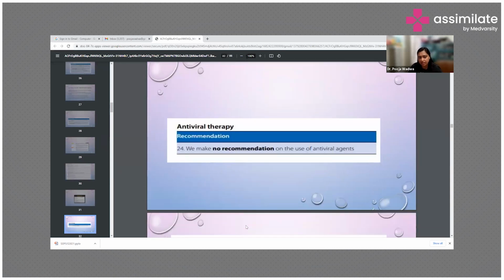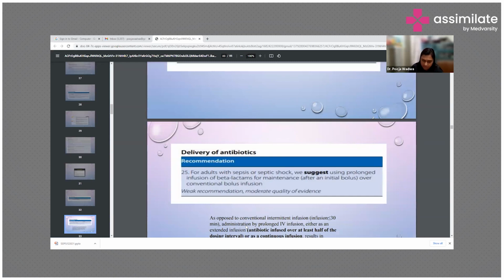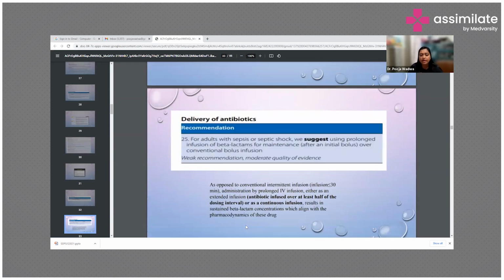So, antiviral therapy. We have already covered antibacterials and antifungals. Antiviral agents have no role in sepsis or severe septic shock. Now, we have already decided upon the antibiotics. Now, the route we all know is IV only.